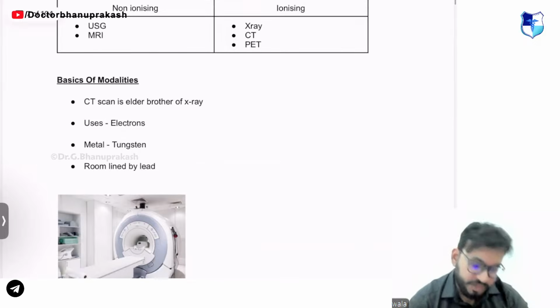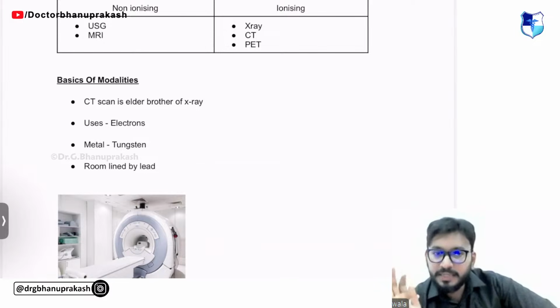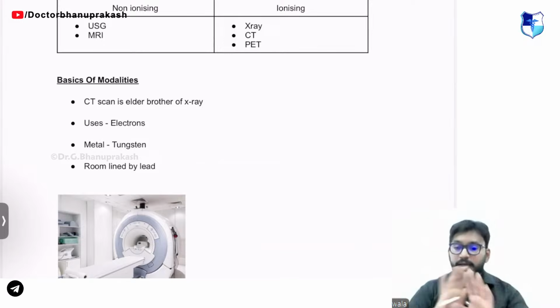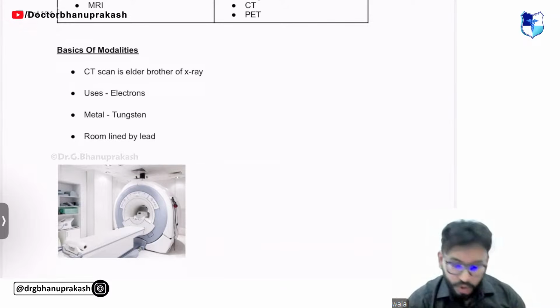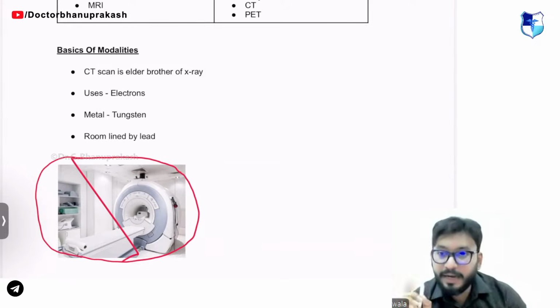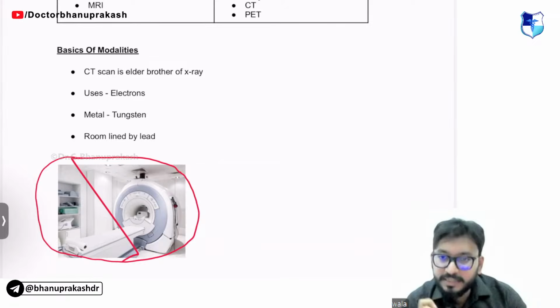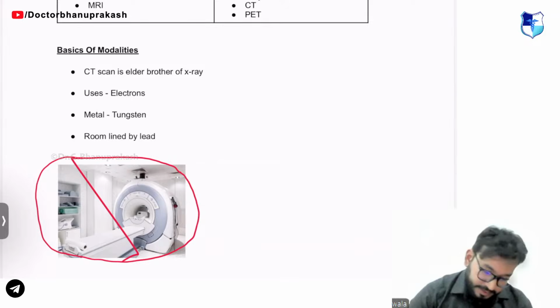So, basics of modalities, guys. This is how you should remember. CT scan is the elder brother of X-ray. It uses electrons, the metal is tungsten, and the room is lined by lead. That's all you need to know, basics. So this is a CT machine, we all know. The surrounding room in which this CT machine is kept is lined by lead. The metal that is used to generate these electrons is tungsten. CT is nothing but an elder brother of X-ray.